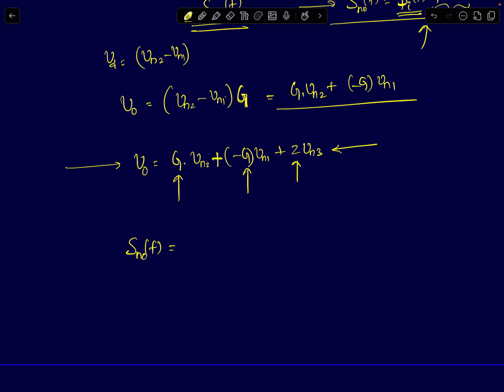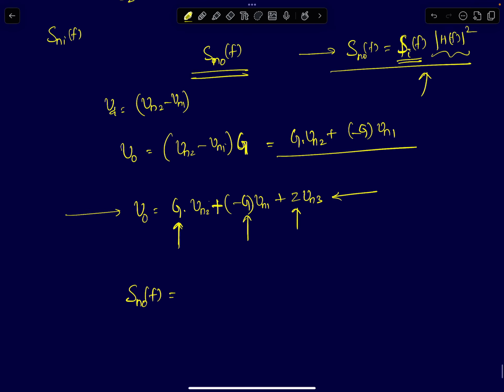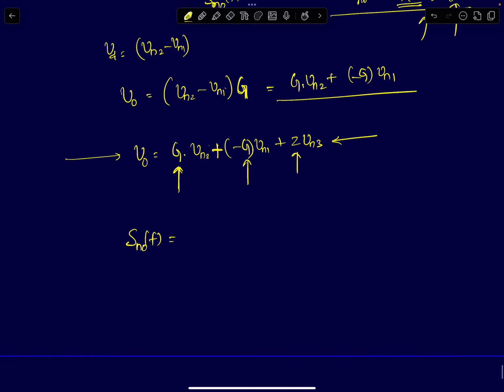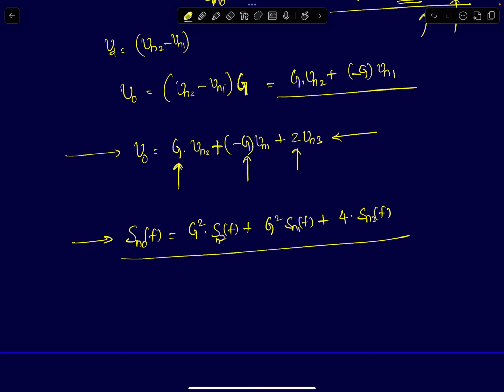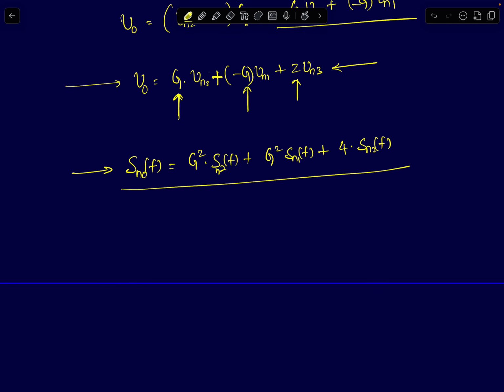Therefore, you can just add all their power spectral densities with appropriate scaling factors. The scaling factor here is the transfer function squared. So it will be g square times Sn2 of f, plus minus g the whole square is g square times Sn1 of f, plus 4 times Sn3 of f. This is the total output referred noise due to the 3 op amps. If I have to find the input referred noise, I will have to divide it by the factor g.